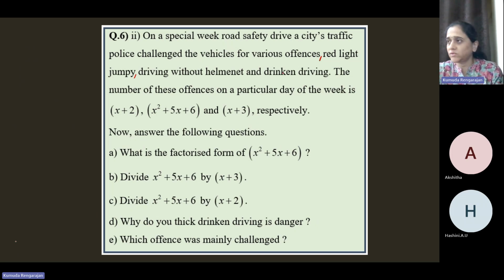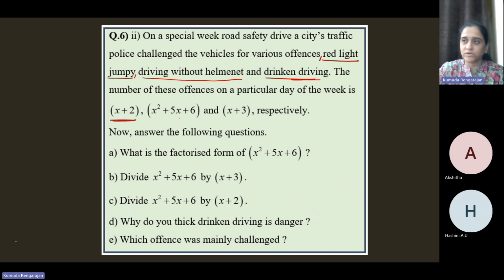So for these three offenses, the number of these offenses on a particular day of the week is the number of offenses. Okay, so there are three different offenses mentioned, right? Red light jumping, driving without a helmet, and drunken driving. The number of cases registered are x plus 2 for the first one, x squared plus 5x plus 6 for the second one, and x plus 3 for the third one.